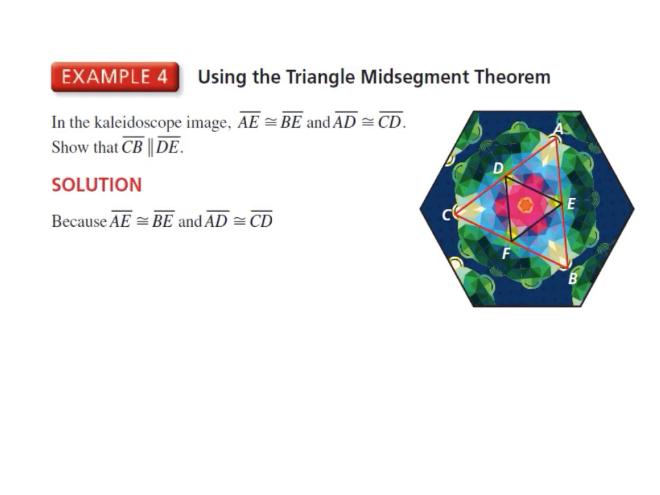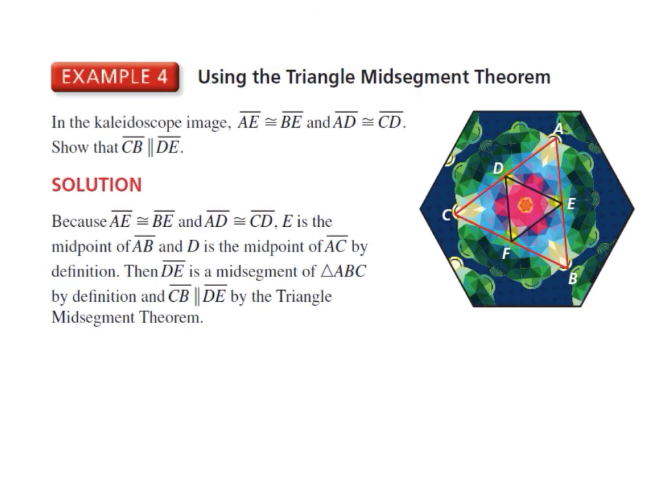So because segment AE is congruent to BE and AD is congruent to CD, we can then say that E is the midpoint of segment AB and D is the midpoint of segment AC by definition of midpoint. Then segment DE is a midsegment of triangle ABC by the definition, and segment CB is parallel to segment DE by the triangle midsegment theorem.